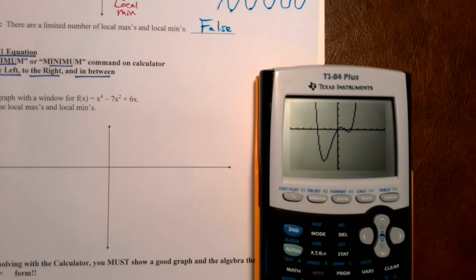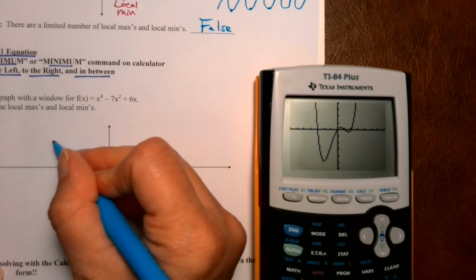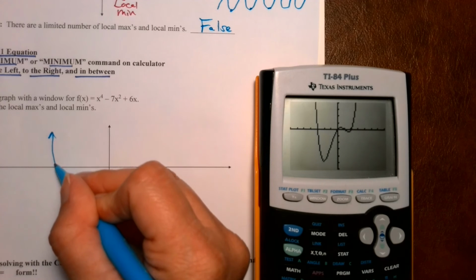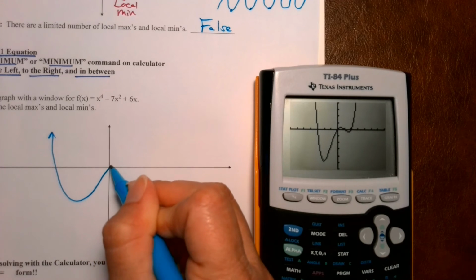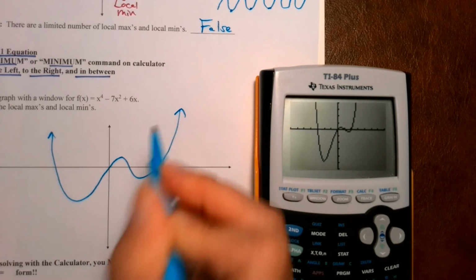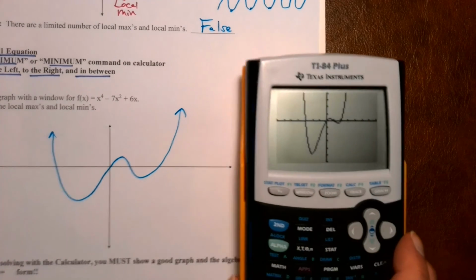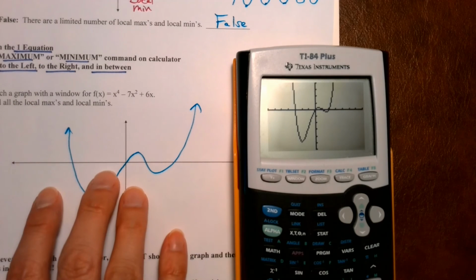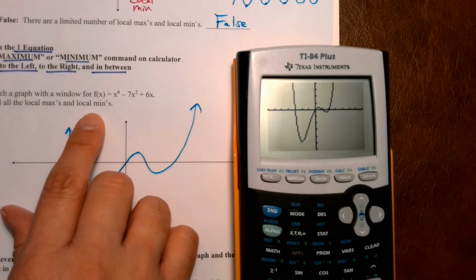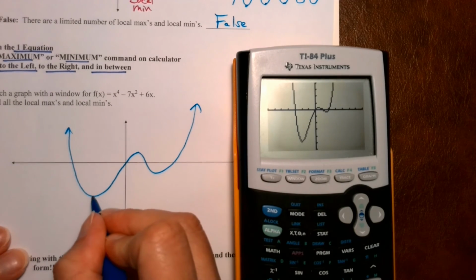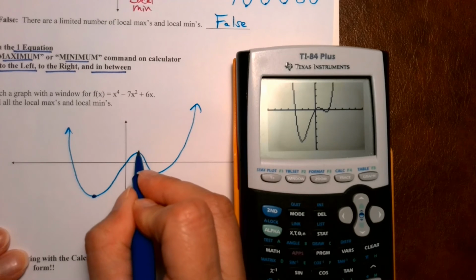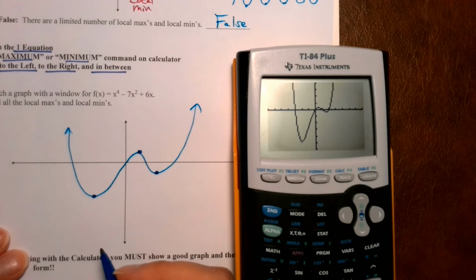So what does our equation look like here? It's a quartic. It goes down, then it goes up, down, up. Just draw a good graph of what you see. Then I notice here, in terms of the local max and the local mins, there's 1, 2, 3 points we have to find.